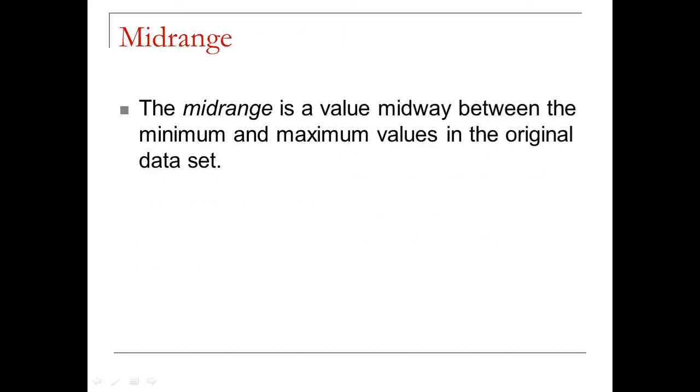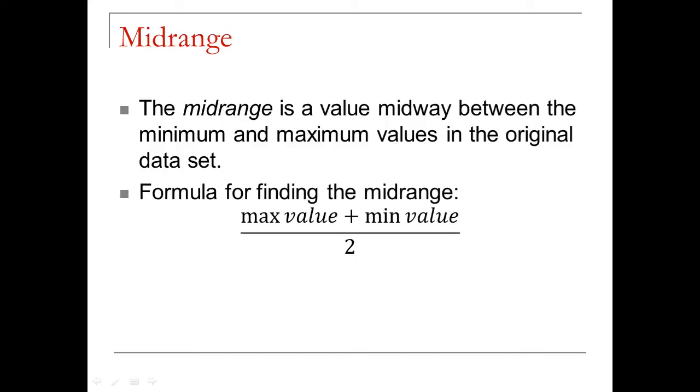The mid-range is the center score that you are unfamiliar with. The mid-range is a value that's midway between the minimum and maximum values in the original set of data. You might think that's very similar to the median, but the difference is that the median typically is one of your data scores, whereas the mid-range is not necessarily one of your data scores. The formula for finding your mid-range is to add the maximum and minimum values in the scores and divide that by 2. In essence, you're taking the average of the maximum and minimum score.